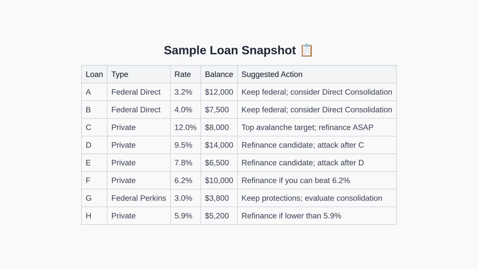This table illustrates a mixed portfolio. First, notice the federal loans, with rates around 3 to 4%. Those should retain federal protections and can be consolidated federally to simplify payments. Next, the private loans include a 12% account, which becomes the first Avalanche target and a strong candidate for refinancing. Then, the 9.5% and 7.8% loans follow in the payoff order. Additionally, private loans at 6 to 6.5% may still benefit from refinancing if you can secure a lower rate. Meanwhile, a 5.9% private loan might or might not be worth refinancing depending on market offers and fees. Overall, this snapshot helps you prioritize actions.